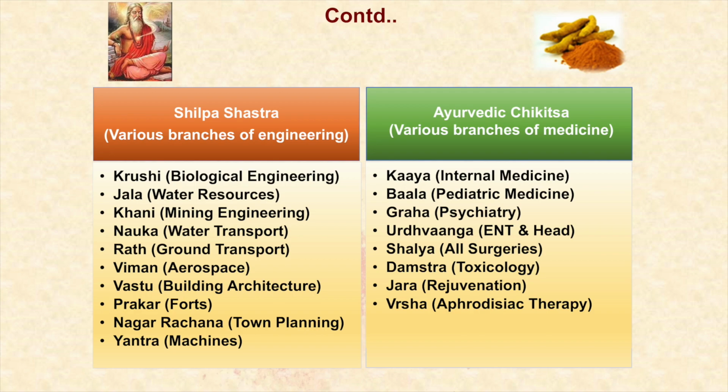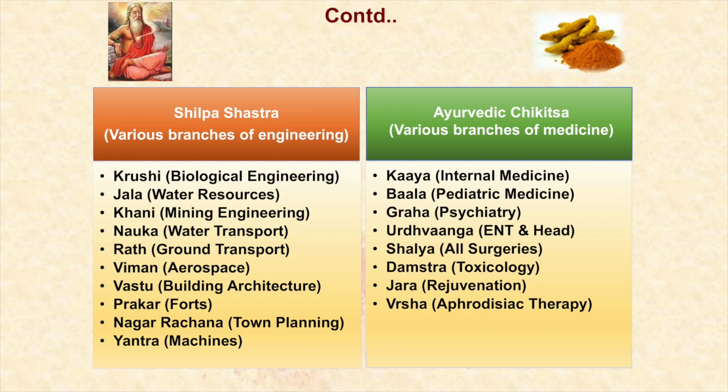Another one is Nauka. Nauka is water transport. Next is Rath. Rath is ground transport. Viman. Viman is aerospace. Vastu. Vastu is building architecture. Prakar. Prakar is the forts. Nagar Rachana is the town planning. And Yantra. Yantras are the machines.